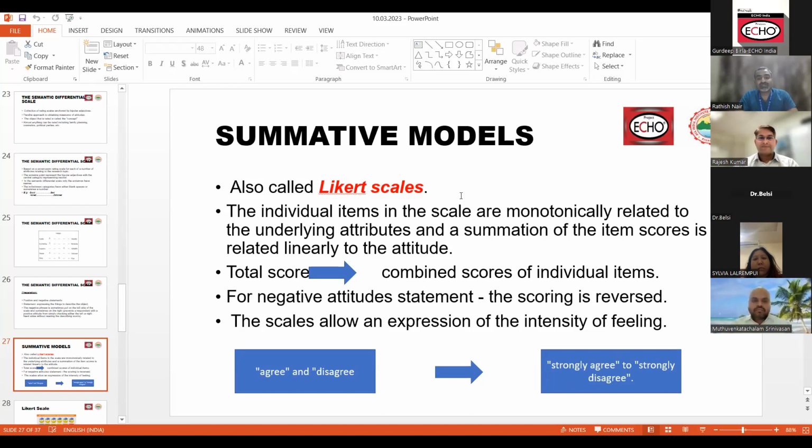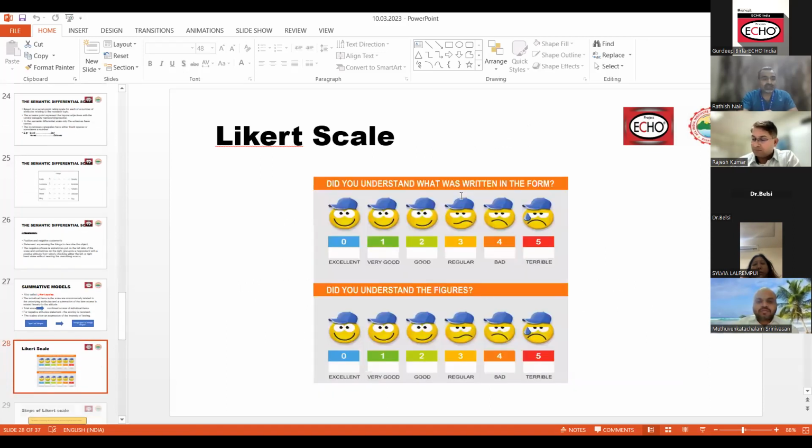The individual items in a scale are monotonically related to the underlying attribute, and a summation of the item scores is related linearly to the attitude. The total score is the combined score of the individual items. For a negative attitude statement, the score is reversed. The scale allows an expression of the intensity of the feeling, for example, strongly agree, agree, disagree, strongly disagree. This could be the range.